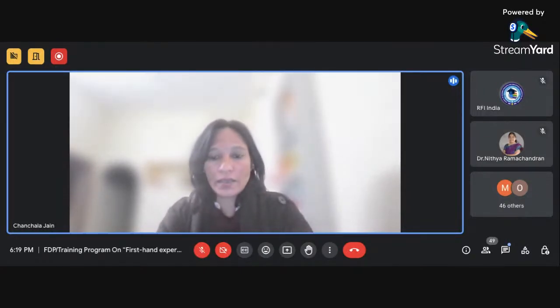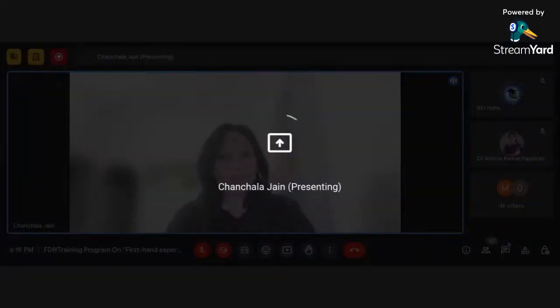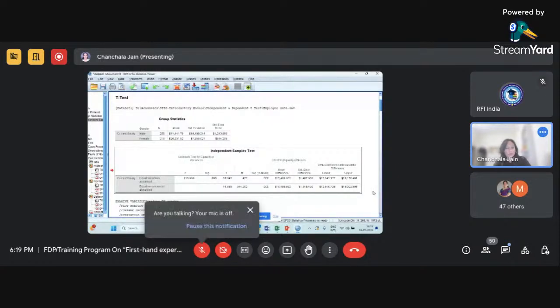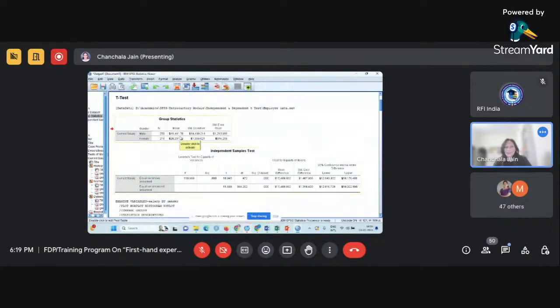Okay, I shared my screen. I hope my output is visible to all. Right? May I start explaining the output now? Yes, ma'am. Now you can see the first table says, I think I have already explained this. Here we have the numeric variable salary, the gender as male and female, the number of respondents for male and female, and then the mean salary for male and female, the standard deviation of the salary for male and female, and the standard error of mean for male and female salary.